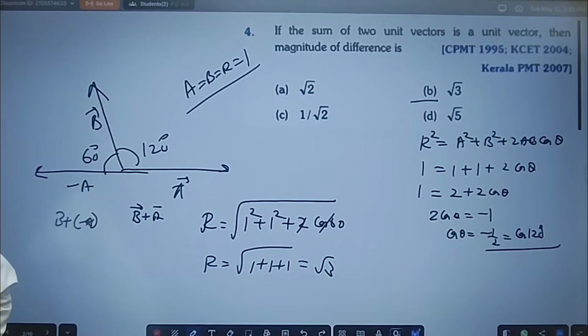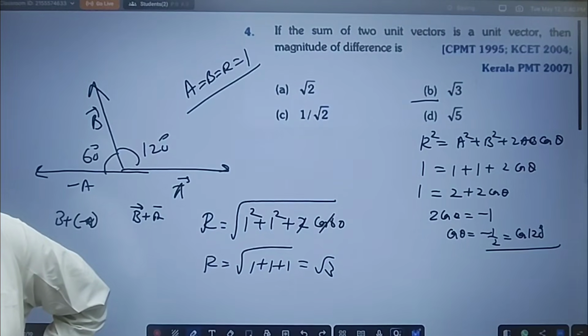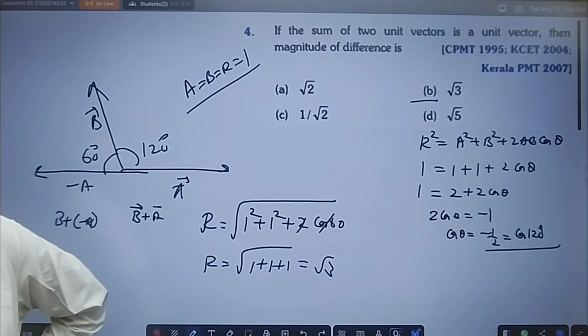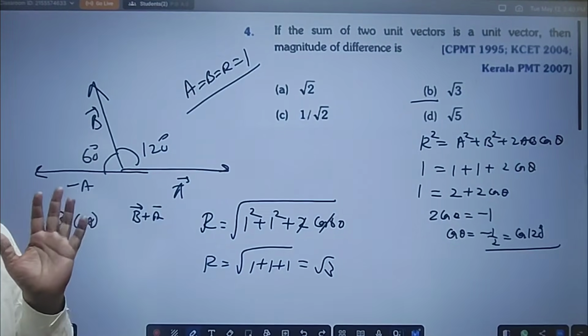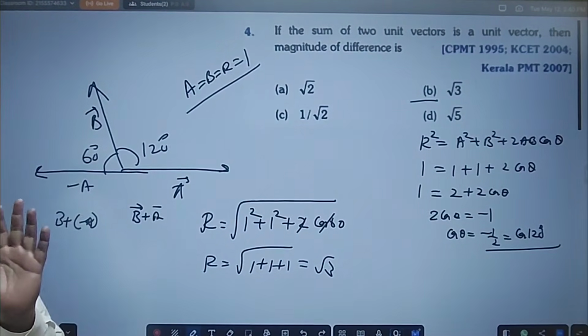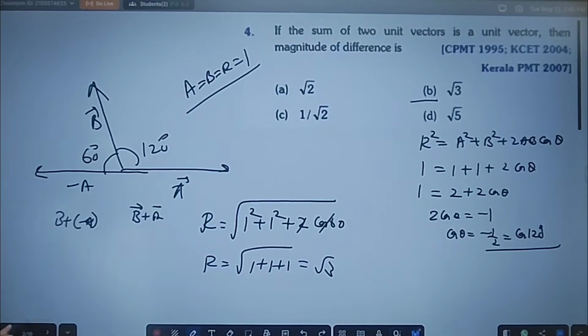The sum of two unit vectors is a unit vector, in terms of vectors, not in terms of scalars. Understand? A unit vector is a vector. It's not a scalar addition, not an ordinary addition. It's a vector addition.